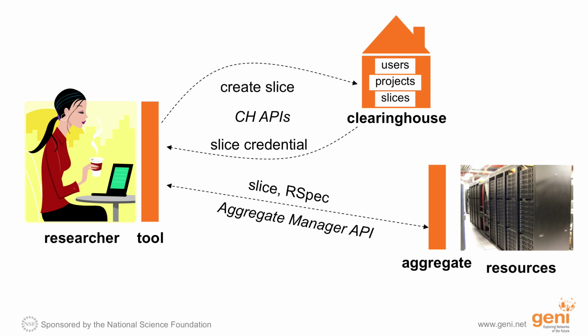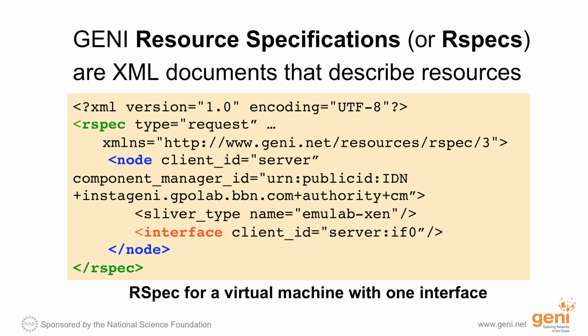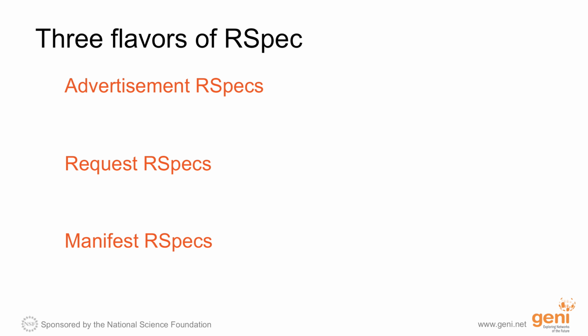GENI resource specifications, or RSpecs, are plain XML documents that describe resources. For example, this is a complete RSpec for a single node with one interface. The green text indicates this is an RSpec, in fact it is a request RSpec. The blue text describes the node, and the orange text indicates the single interface on the node.